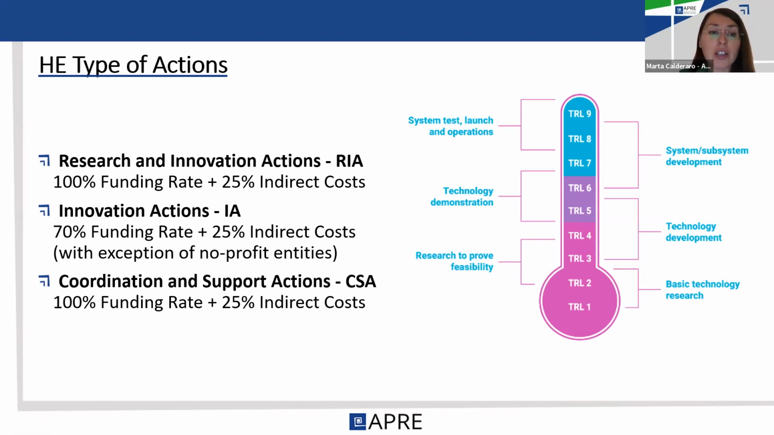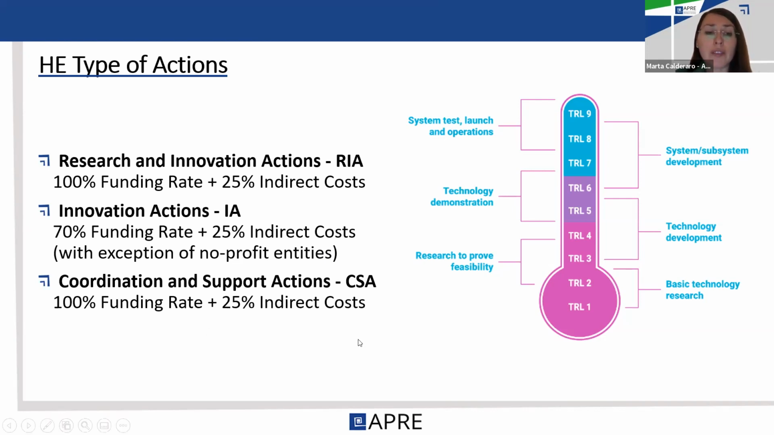The innovation actions actually are based on a funding rate of 70% plus the 25% of indirect cost. Here, actually, there is the exception for non-profit entities, but as a small and medium enterprise, you will be able only to co-invest your participation of the 30%. And actually, this is mainly because the European Commission is fostering also an individual commitment to support the technology demonstration until the launch of the digital product to the market.